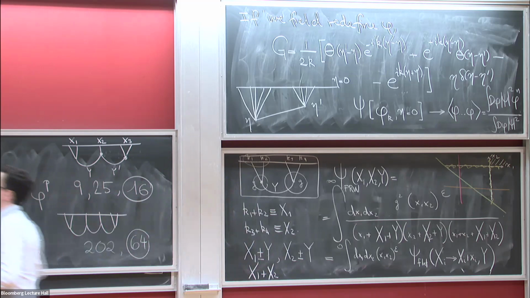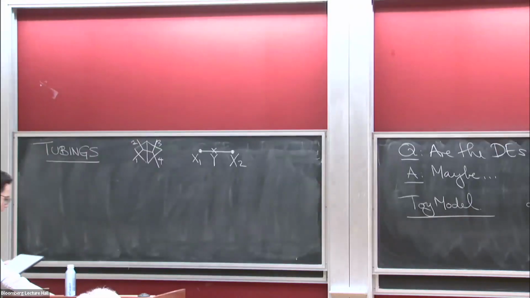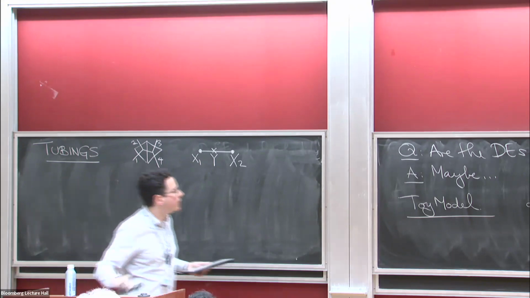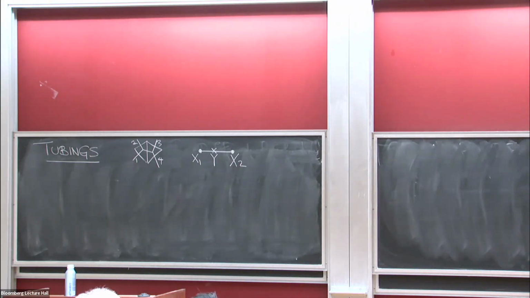So to bookkeep that, we put a little cross here so that you know, depending on how you tube, whether you're keeping track of x1 plus y or x1 minus y, okay? So this is the tubing of, let me try to do it in parallel, the two boards.